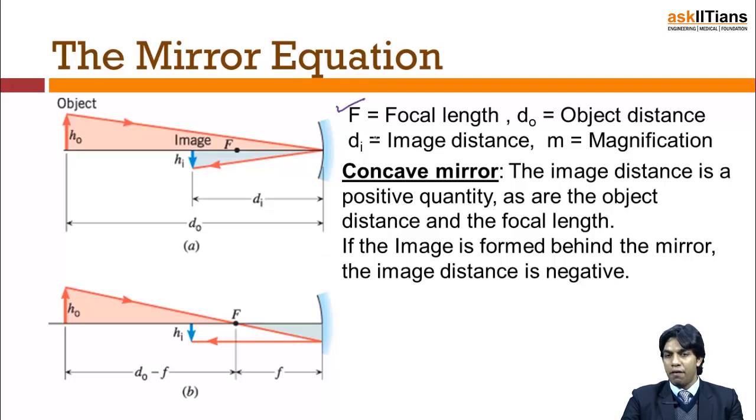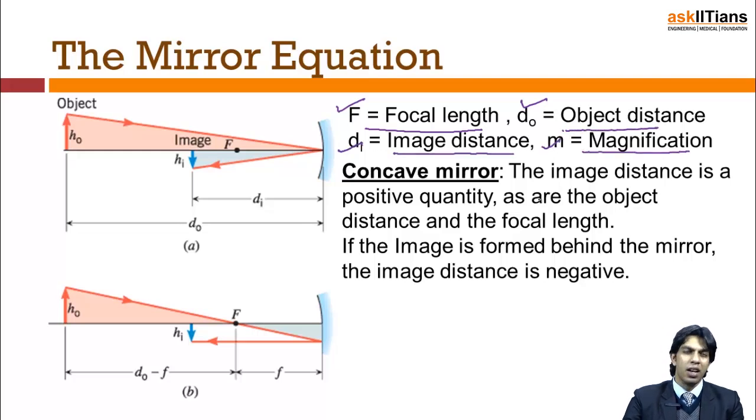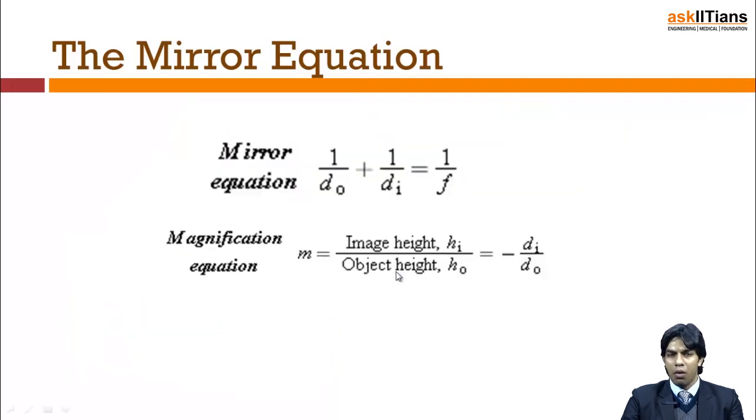So for the mirror equation, these are the parameters. F stands for the focal length, D0 stands for the object distance, Di stands for the image distance, M stands for the magnification. Magnification in a nutshell is the height of the image divided by the height of the object. That's the magnification. Now, these are the typical diagrams corresponding to reflection for a concave mirror at different positions. Now, the mirror equation comes out to be this: 1 by D0 plus 1 by Di equals 1 by F.